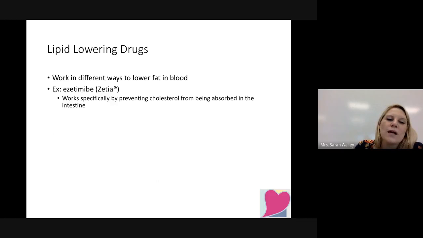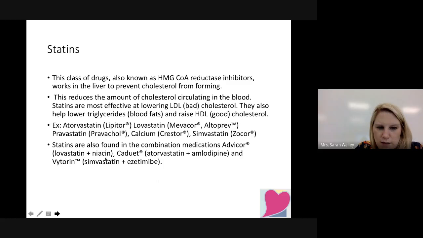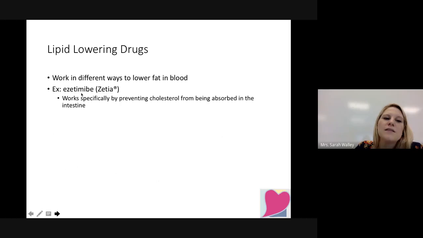Lipid-lowering drugs work in different ways to lower fat in the blood. So this is a different kind of drug. This is Zetia, which is kind of like Vytorin, but it's just ezetimibe as the main drug. Zetia is the brand name. It works specifically by preventing cholesterol from being absorbed in the intestine. So instead of not making cholesterol, it actually prevents it from being absorbed.